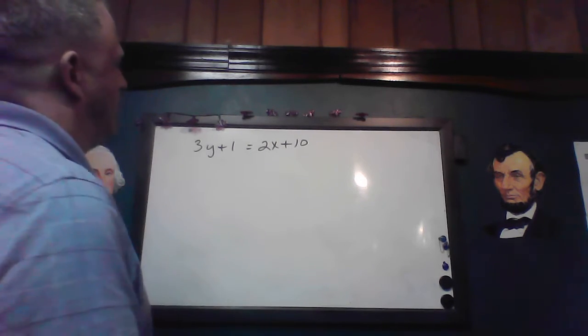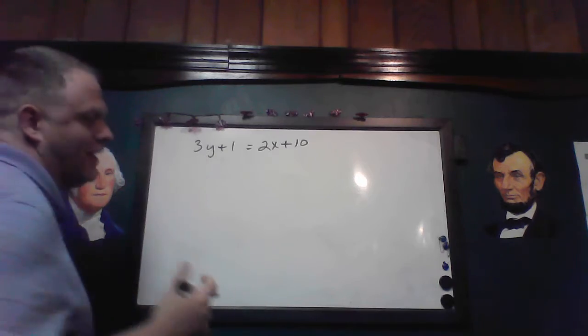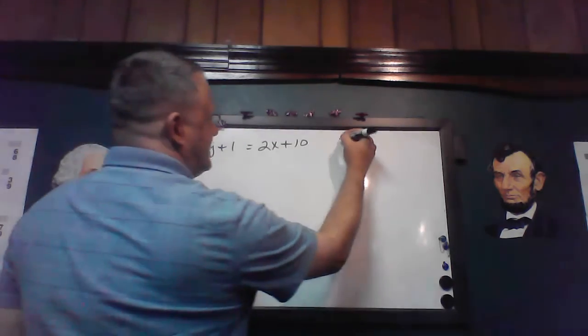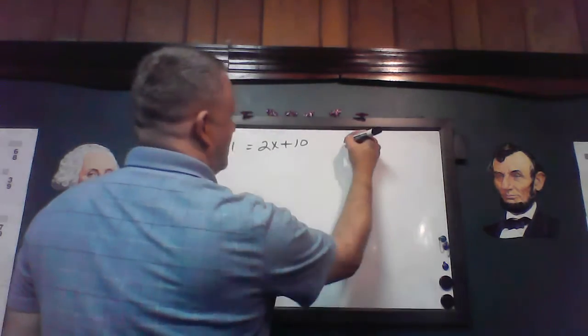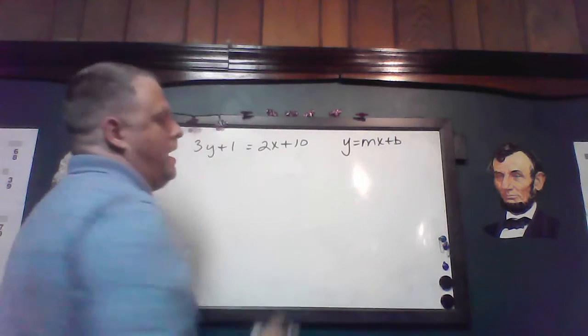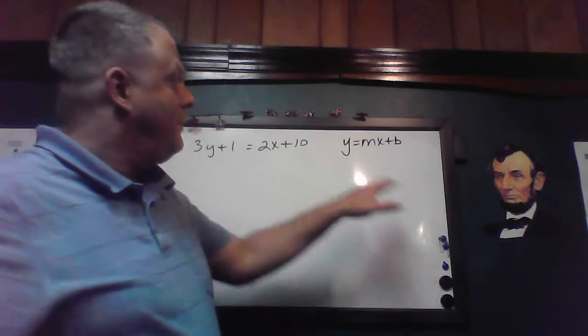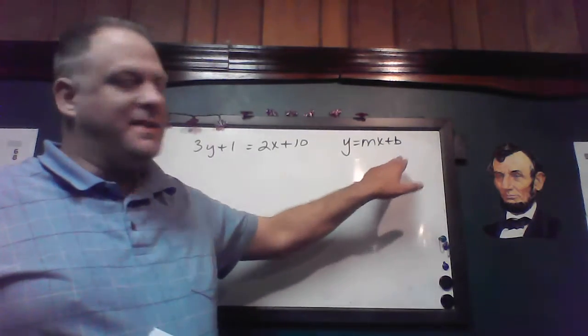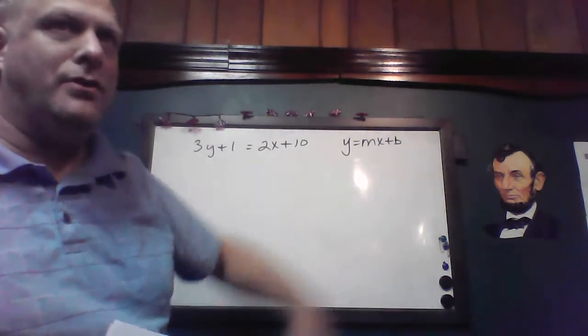All right, so let's solve this. We want to get y by itself. First off, we want to use the standard form y equals mx plus b. Okay, now when we get finished, this has to look exactly like this except in number form. So this is our standard form here.